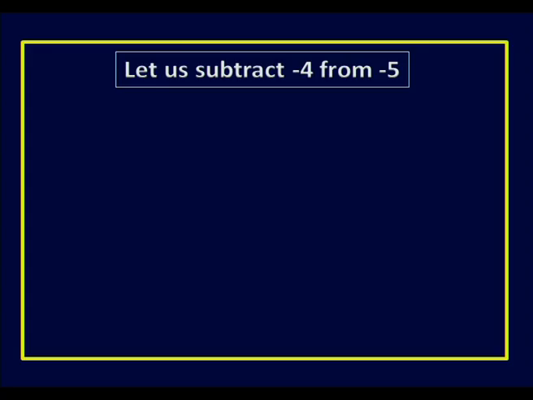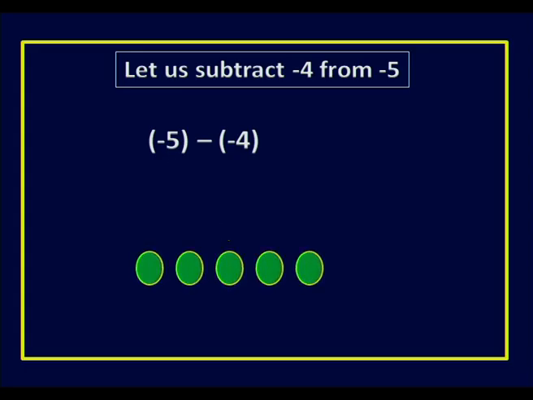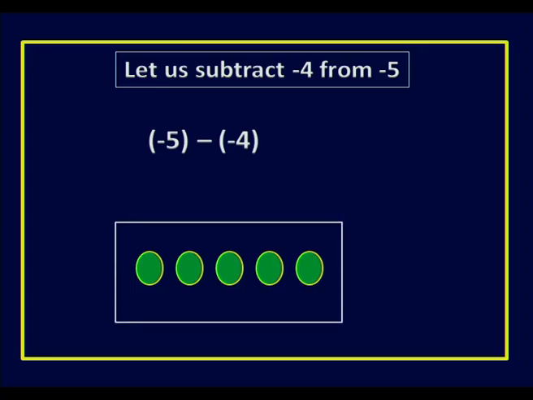Now, let us take one more example, that is when we subtract two negative numbers or negative integers. So, subtract minus 4 from minus 5. So, minus 5 minus of minus 4. So, minus 5 again represents 5 green coins, and minus 4 means from that we simply remove 4, because we have 4 negative counters here, right. So, from that 4 is removed.